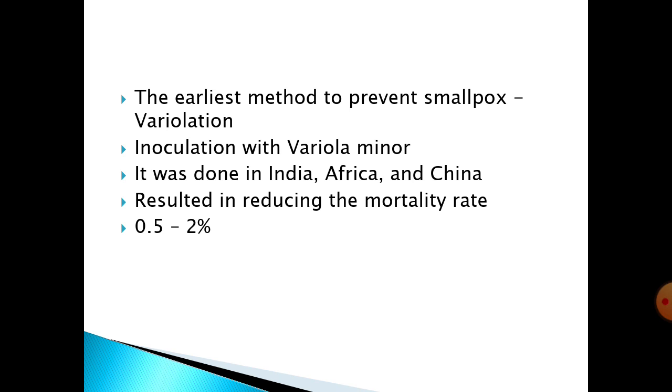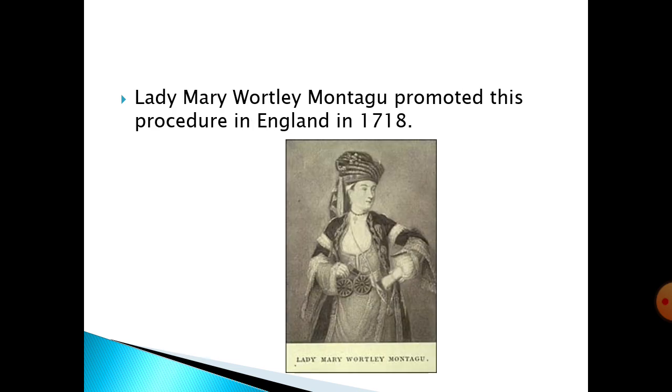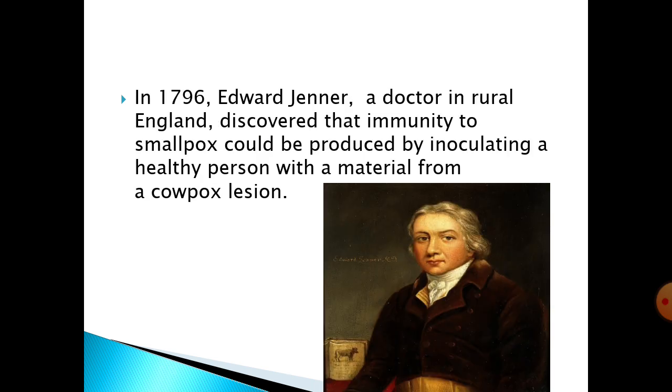The earliest method to prevent smallpox was called variolation, which involves inoculation with variola minor. It was done in India, Africa, and China, and it resulted in reducing the mortality rate to 0.5 to 2%. This was done either by scratching the material into the arm or inhaling it through the nose. Lady Mary Wortley Montagu promoted this procedure in England in 1718.